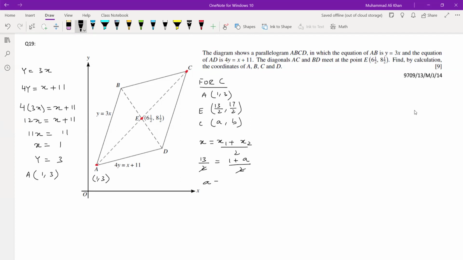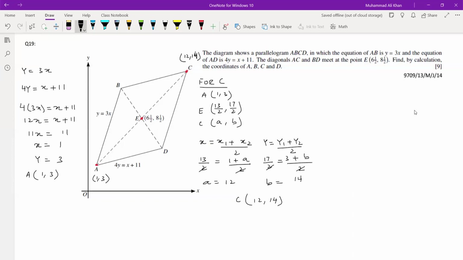Cancel out. What is the value of a? 13 minus 1, 12. For y equals to y1 plus y2 by 2. What is y? 17/2. What is y1? 3. What is y2? b divided by 2. Cancel out. The b is 17 minus 3 is 14. So these are the coordinates of C. 12, 14, the coordinates of C. Any confusion? Hopefully no. After that, कौन सा कोऑर्डिनेट हमारे पास आ सकता है?